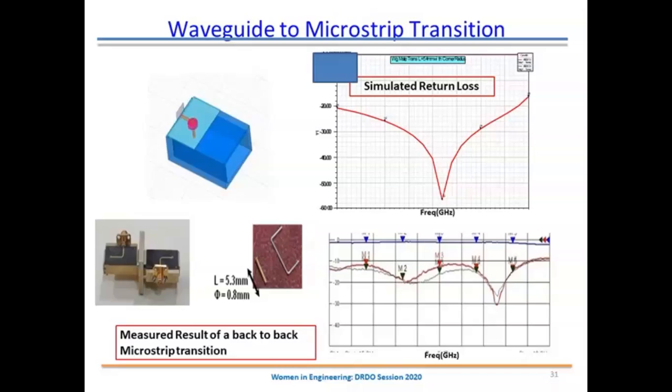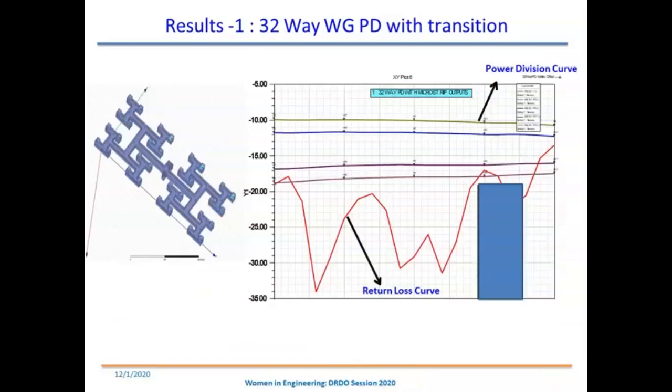Then it was simulated, and we fabricated and tested a back-to-back transition. This transition loss was less than 0.5 dB for the frequency of operation for our design. So this is the full waveguide power divider integrated with the microstrip transition, and this is the performance of the waveguide power divider. This is the return loss, and the others are the power values.